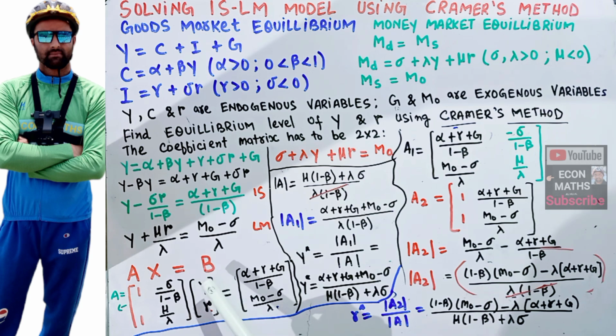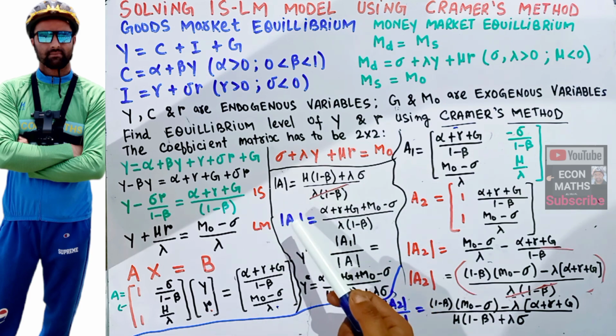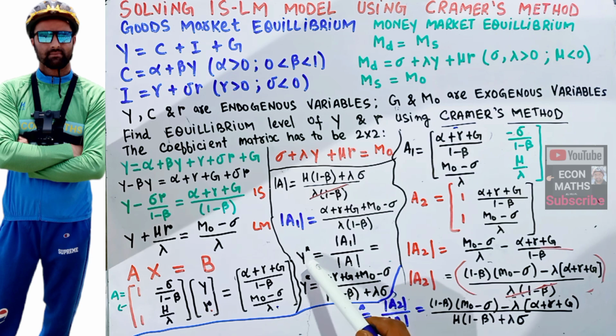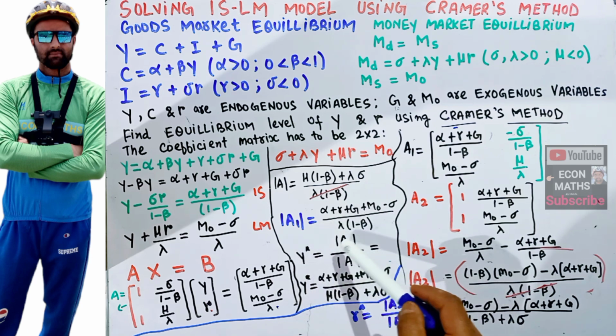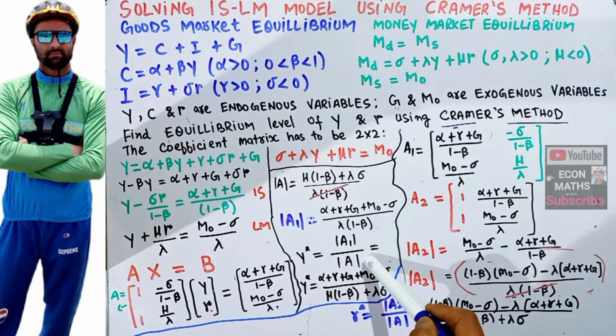What we did, we formed a new matrix A1 in such a way that we replaced the first column of the coefficient matrix with the vector of constant terms, and after that we took the determinant of this new matrix A1. And to get the equilibrium level of income, we simply divided the determinant of A1 by the determinant of the coefficient matrix. So we got this very stuff as the equilibrium level of income.